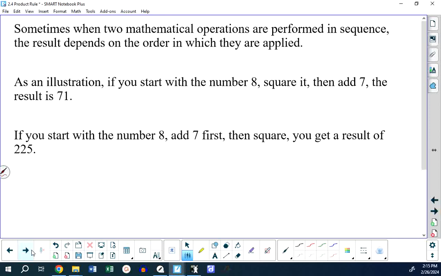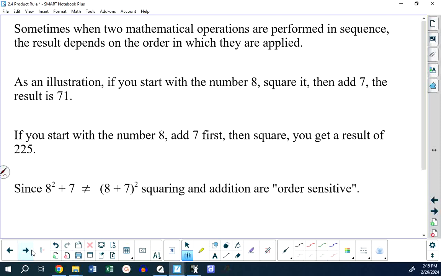But what if you start with the same number and you perform the two operations, that is to say, squaring and adding 7, but you reverse the order. You change the sequence in which they happen. Well, if I take 8 and add 7 first, I get 15, and when I square 15, I get 225. So clearly, squaring and adding are what I call order sensitive. There's a technical term for this, but it's used in multiple places in math, and it can easily confuse you. Okay, so I just say order sensitive.